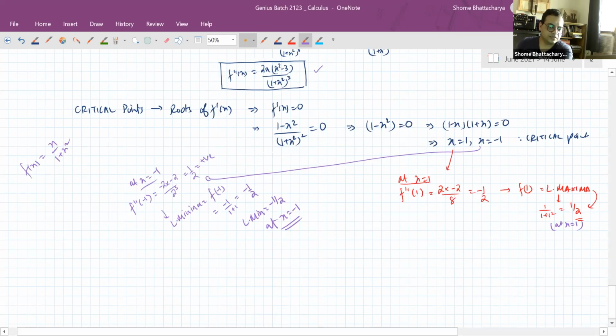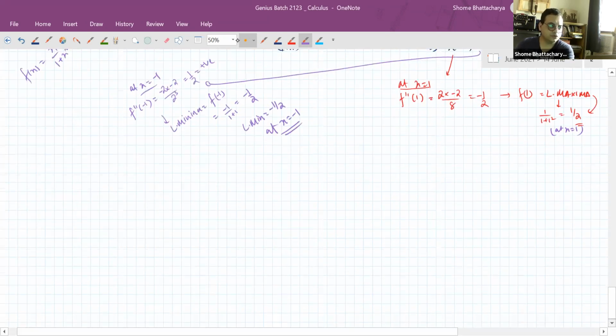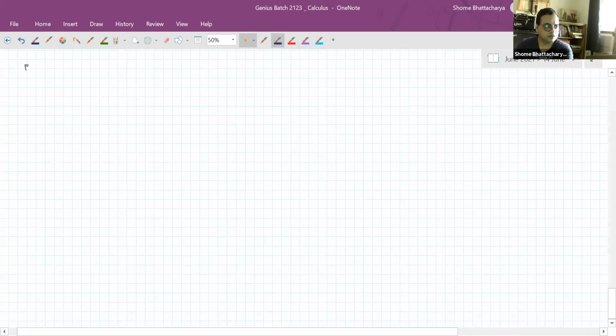Okay, so hope the analysis of this was clear. Now let's come to the fourth one. Now this is probably the easiest of the lot. So derivative of the function will become, by chain rule, differentiation of e raised power x square will become e raised power x square into derivative of x square, that is 2x.